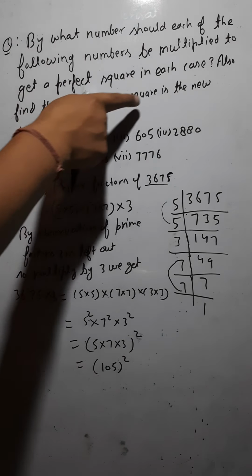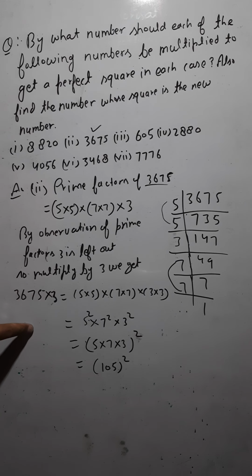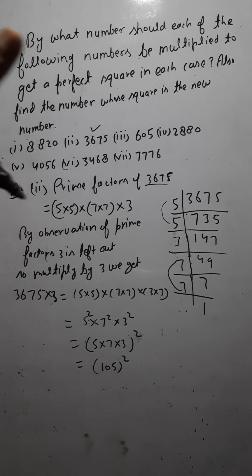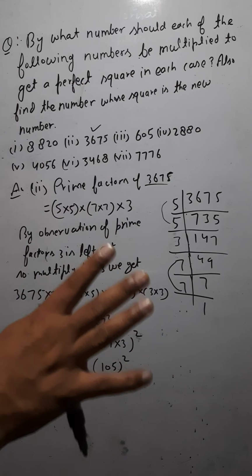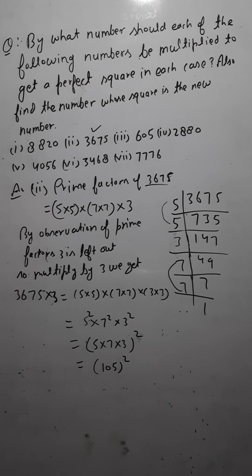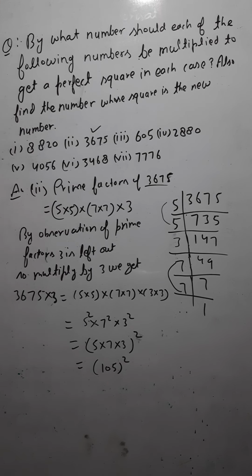Also find the number whose square is the new number. So the new number that you are getting, it would be the square of 105. Are you getting this or not? Okay, this is how you would solve the given questions there. Just note it down.